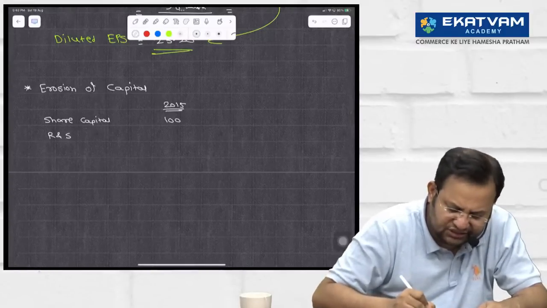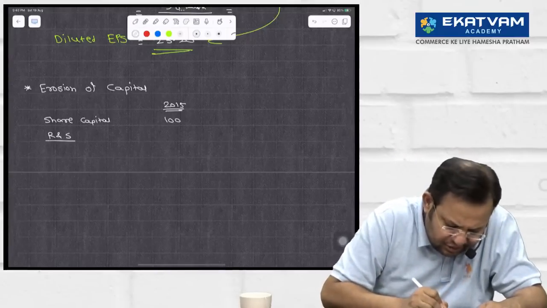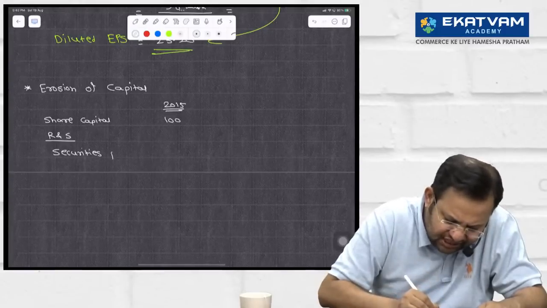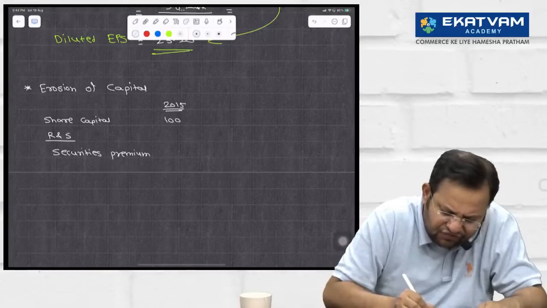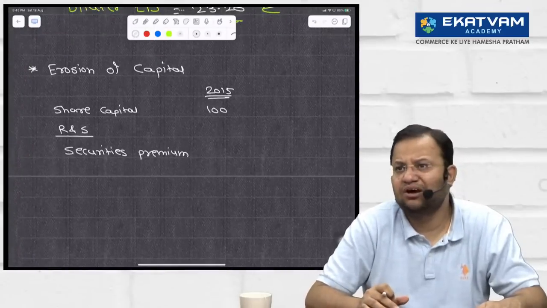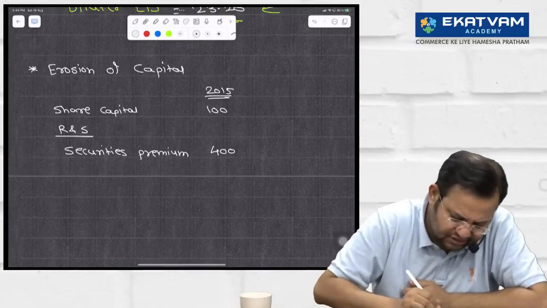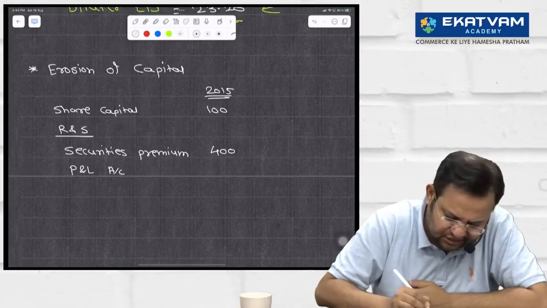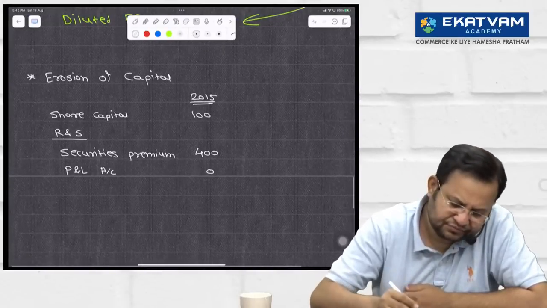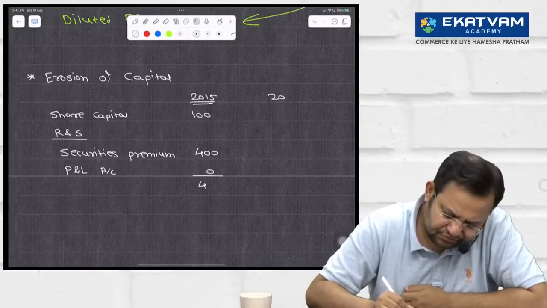And you had reserves and surplus, that is basically it will comprise of securities premium. You started a company in 2015, you raised the money either by public offer or by private offer. It doesn't make any difference whether it is a public offer or a private offer, you raise 400 crore. At that time P&L account balance was 0. Why 0? It was a new company. So आपका, what was total reserves? 400.